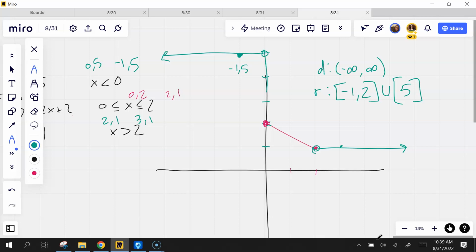What else? The open dot would impact the domain more than it would the range here.